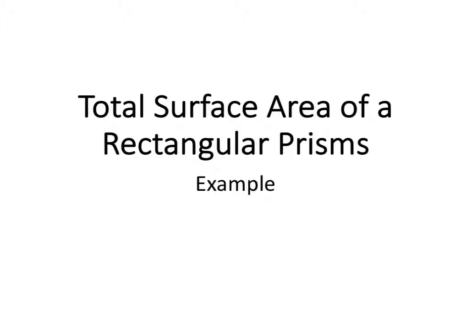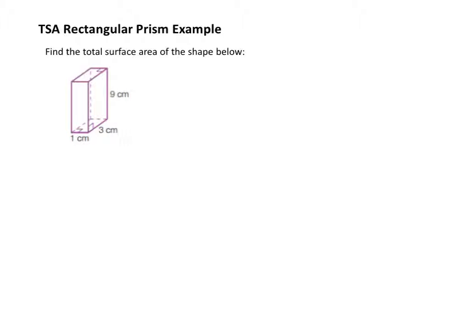In this video, we're going to have a look at an example of how to calculate the total surface area of a rectangular prism. So the first step in calculating the total surface area is to write down a list of the key information that I'm going to need to use in my formula.